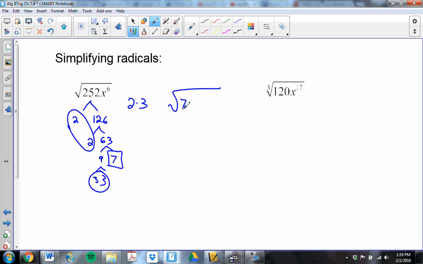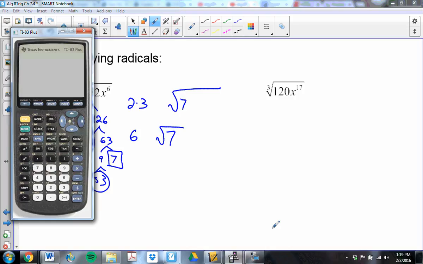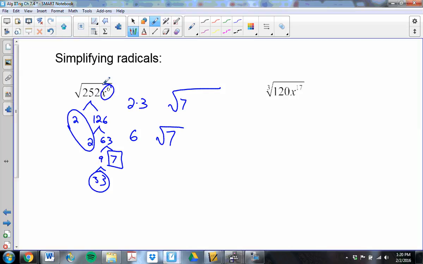So right now I have 6 root 7. The square root of 252 is the same as 6 root 7. And you can check that. I'll do the square root of 252. And I'll do 6 root 7. Did the same thing.